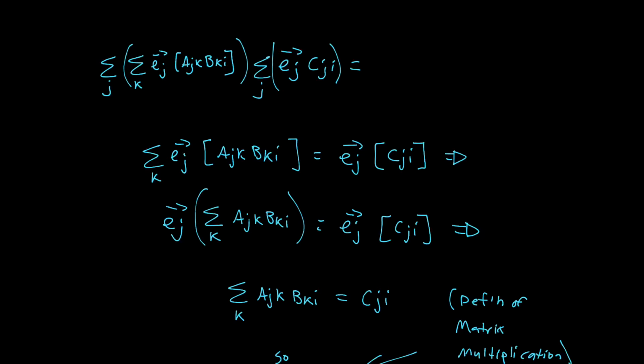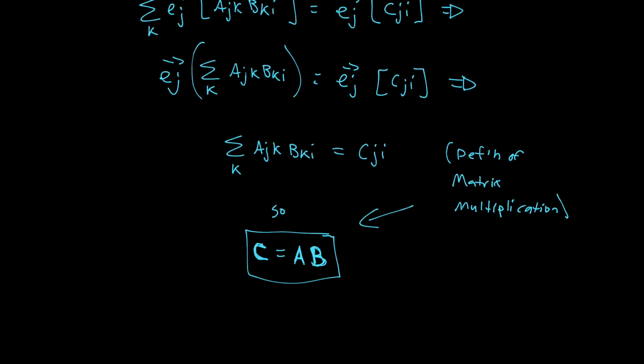So for each component j from these two sums, you would get the sum over all k of e_j times A_jk times B_ki, which is equal to e_j times C_ji. And since e_j is not dependent on k, you can take e_j out of the sum to get e_j times the sum over all k of A_jk B_ki equals e_j times C_ji, which would lead to the sum over all k of A_jk times B_ki equals C_ji. And if you remember from linear algebra, this is the definition of matrix multiplication.